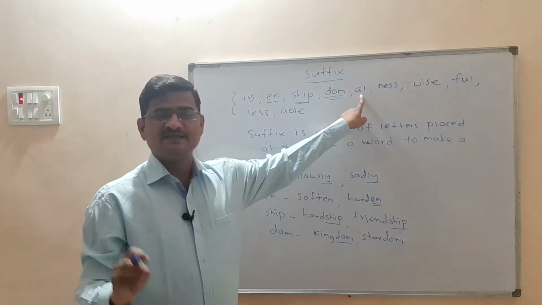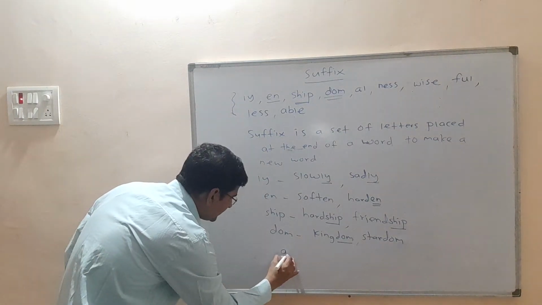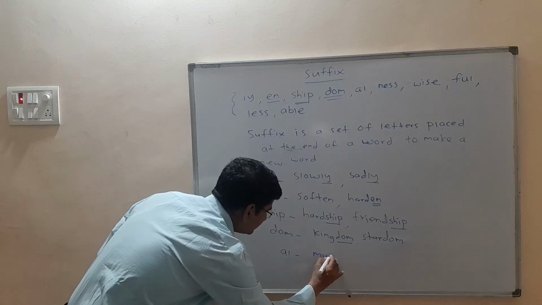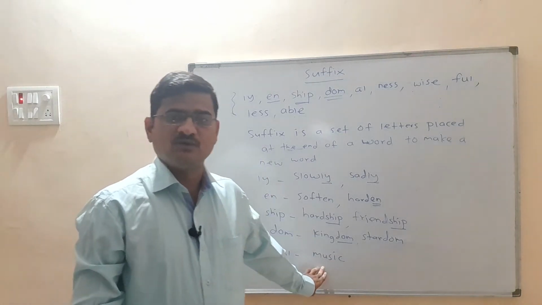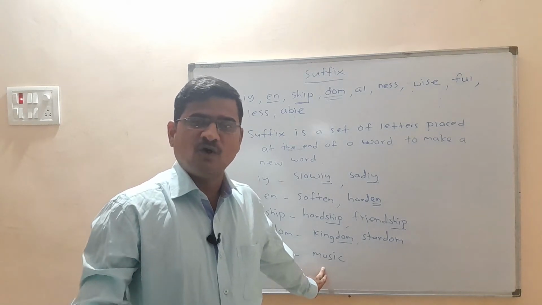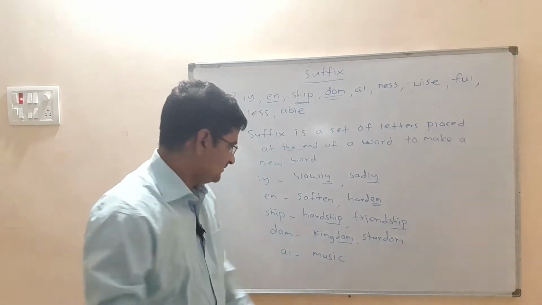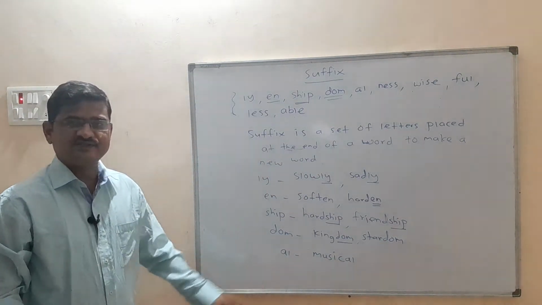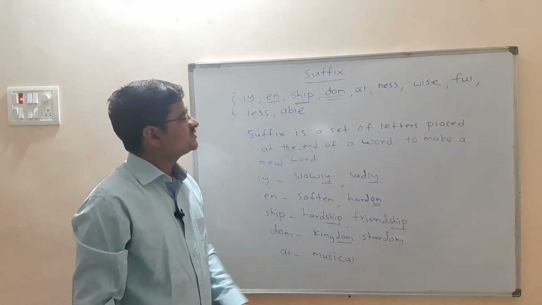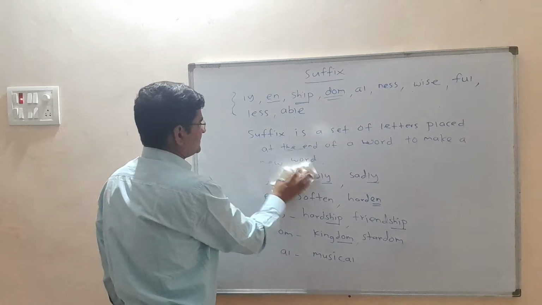Another important example of a suffix is al. So, see here, al. We will take the word music. We can add the suffix al to the word music. We can form a new word. The new word is musical. In this way, this is very simple. Now, we will study a few other examples of suffixes.